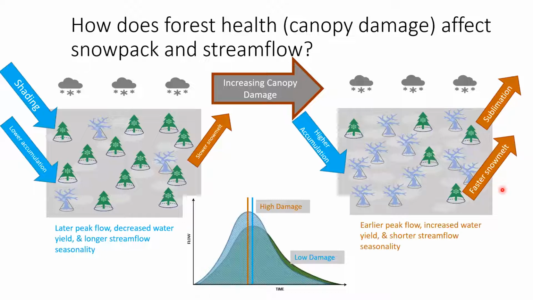What does this mean for stream flow? Well, this high canopy damage stand is going to correspond to this blue hydrograph, where because of the increase in snowmelt rate, your peak flow is going to happen earlier. You're going to have a higher water yield due to more snow accumulating on the ground, but you're also going to have a shorter stream flow seasonality, where your base flow here is going to dramatically reach low levels a lot earlier.